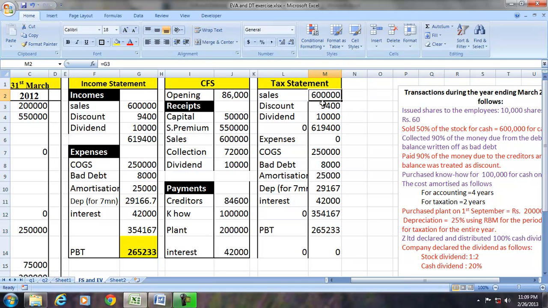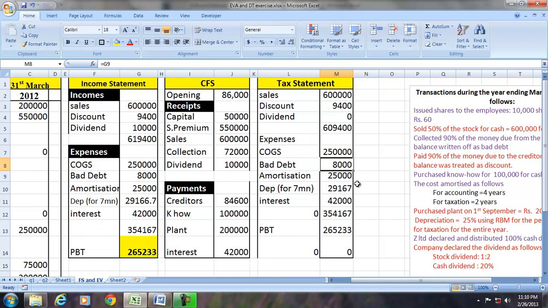The sales is same as accounting, discount is same as accounting, dividend is not taxable, it is an exempted income. So the total taxable income, assuming that discount is also a taxable income, the taxable total income is 609,400. Cost of goods sold, same as accounting. Bad debt, assuming that the income tax also allows bad debt.